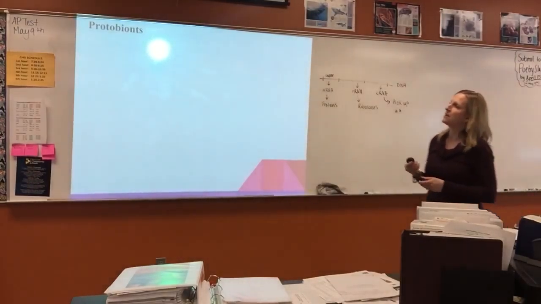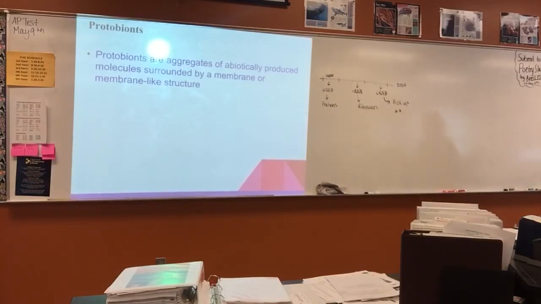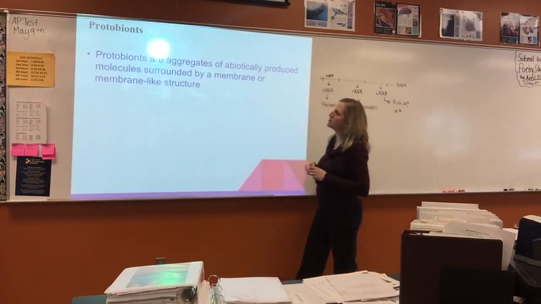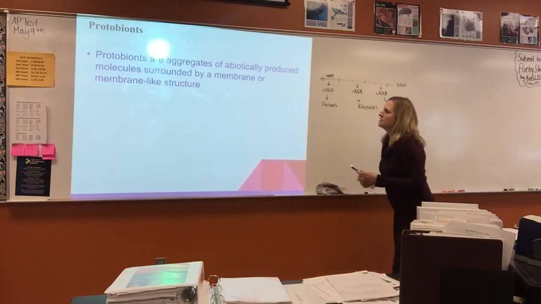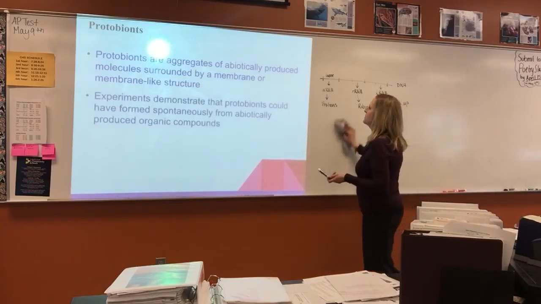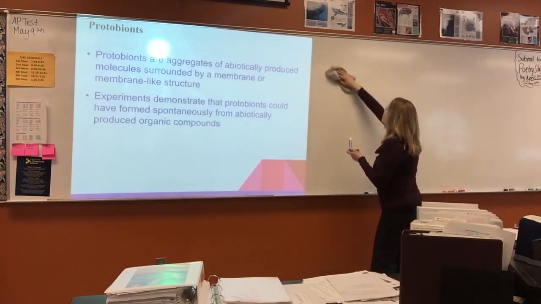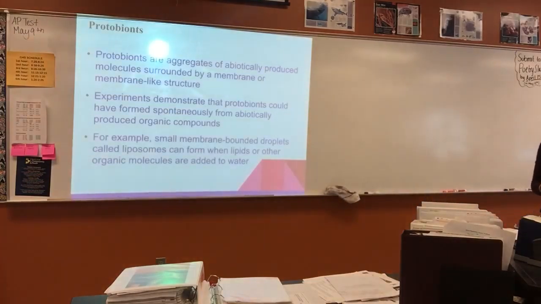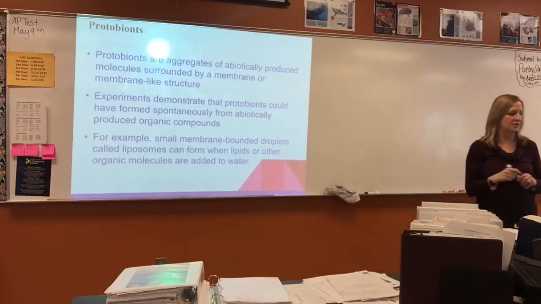Then we have to have the cell. This is the protobiont. These are aggregates of abiotically produced, so outside of the living thing produced, molecules surrounded by a membrane or membrane-like structure. So experiments demonstrate that they could have formed spontaneously from abiotically produced organic compounds. For example, small membrane-bound droplets called liposomes can form when lipids or other organic molecules are added to water.